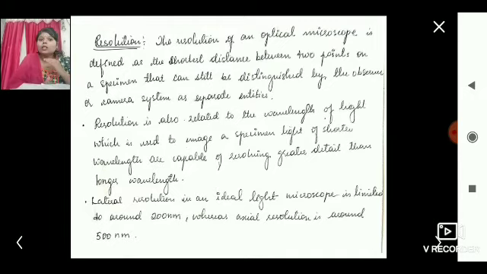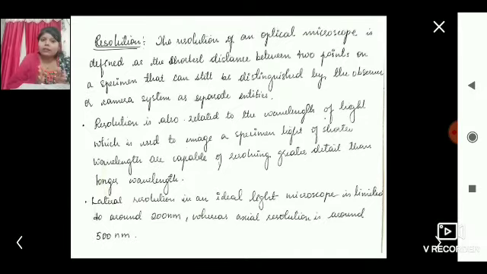Okay, so the wavelength is the one which is used to image a specimen. Light of shorter wavelength is capable of resolving greater detail than the longer wavelength. The shorter the wavelength, the greater the capacity of resolving detail. Okay, so greater detail than the longer wavelength. That is called resolution.